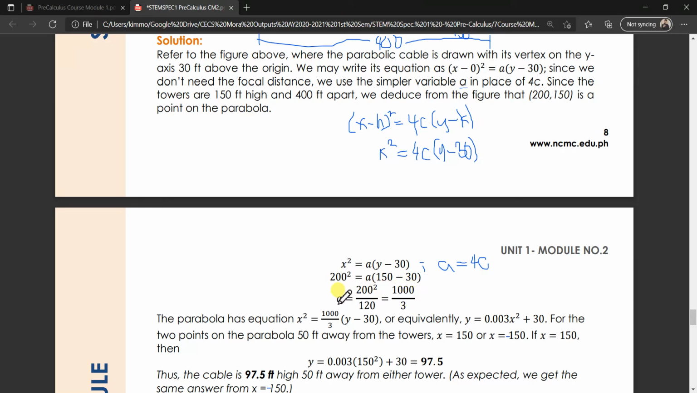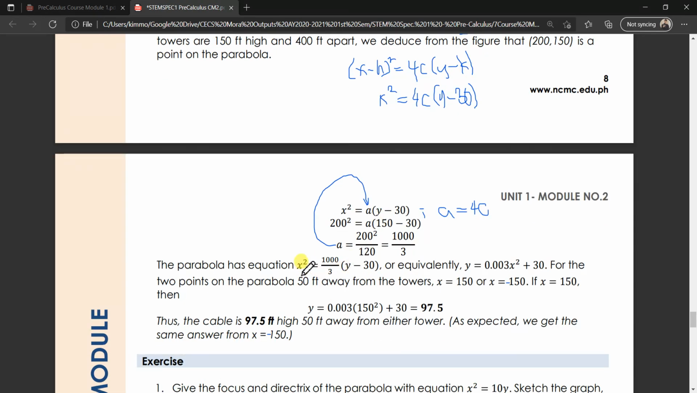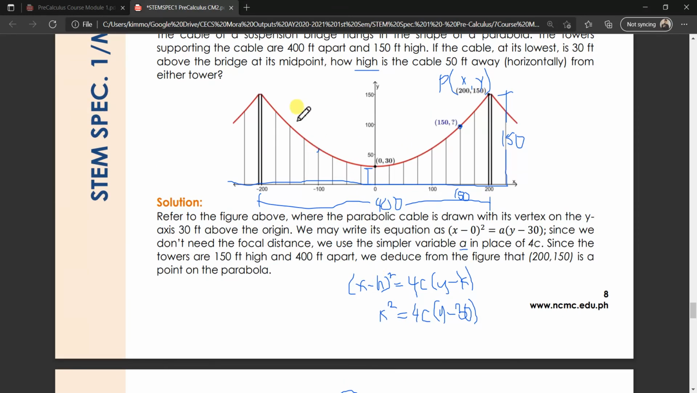So that will be our value sa tong A. So kaning A nga value, ato nang i-substitute sa tong A nga variable. Okay? So we have this equation na dayon. X squared is equal to 1,000 over 3 (that is our A) times y minus 30. So naa na dayon ta ani nga equation. So if you have this equation, so any point sa imong cable, makabalo na ta sa iyahang coordinate, as long as you have at least one nga point sa iyaha.